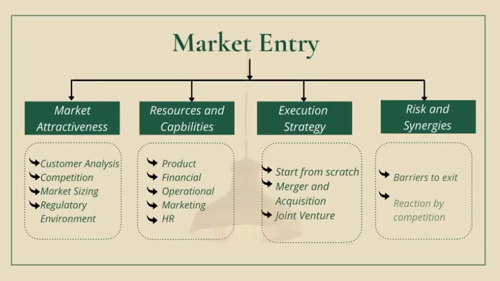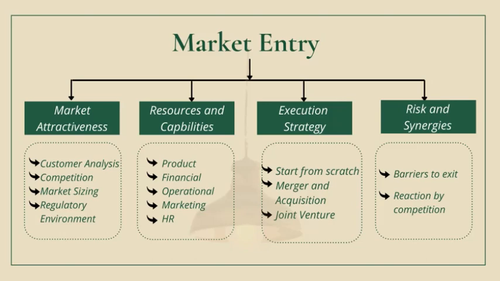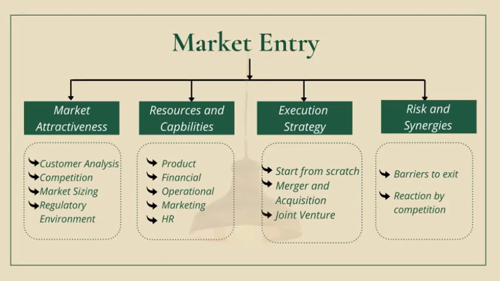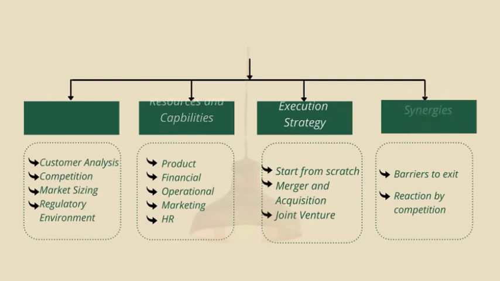Now, for market entry, there are 4 buckets that we should consider and think accordingly. First, market attractiveness. It includes customer analysis, competition, market sizing, regulatory environment. Second, resources and capabilities, which include product, financial, operational, marketing, HR. Third, execution strategy, which includes starting from scratch, merger and acquisition. Fourth, risk and synergies, which includes barriers to exit and reaction by competition.